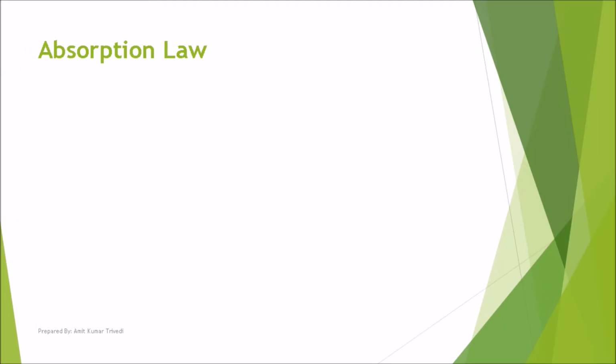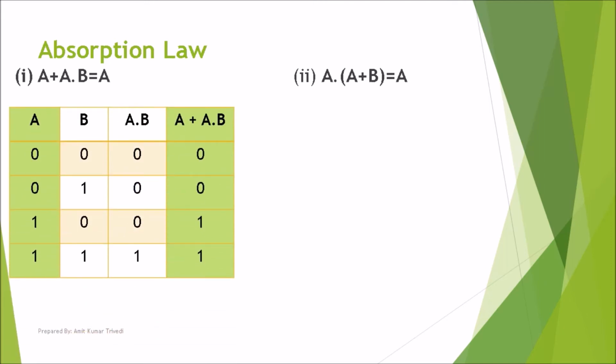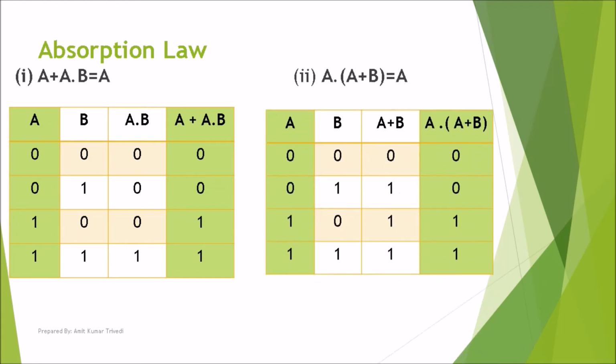First one is absorption law, which states a plus a dot b equals a. Its second is a dot (a plus b) equals a. We can see the proving using truth table. Here we have taken 2 input variables a and b. Now when we observe the first and last columns representing LHS and RHS, both the columns are identical, hence it is proved. Similarly, for the second one we can see first and last columns are identical.